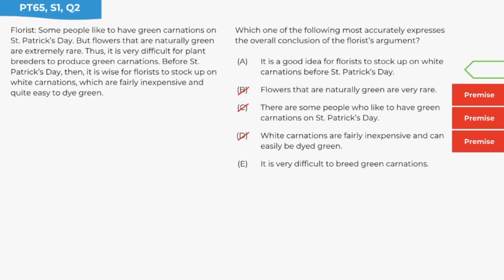Now, that is the part that comes after the word thus. It is very difficult for plant breeders to produce green carnations. So while it's a conclusion, it's not the main conclusion. This is an intermediate conclusion. And that lets us choose answer choice A with confidence.